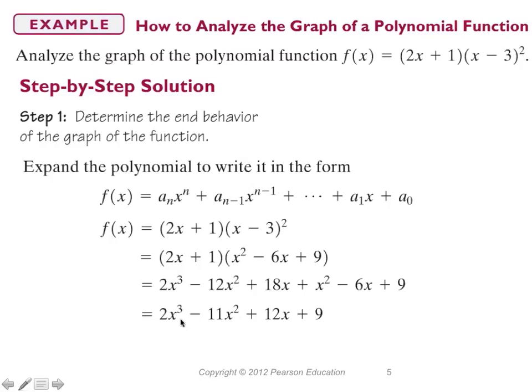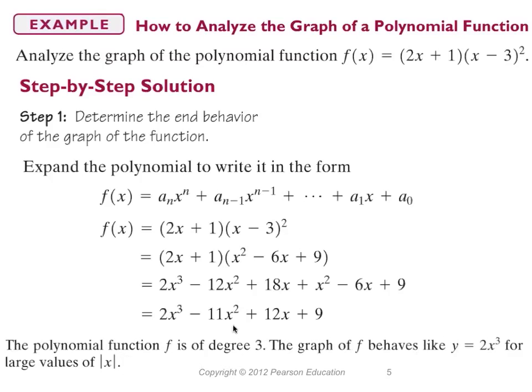And then we go ahead and combine our like terms, so this looks a little nicer. So we have 2x cubed minus 11x squared plus 12x plus 9. So if you look at this, the first term determines your end behavior if you've written them in descending order. So our first term is just 2x cubed. So that means that our graph is going to behave just like y equals 2x cubed for any large values of x.